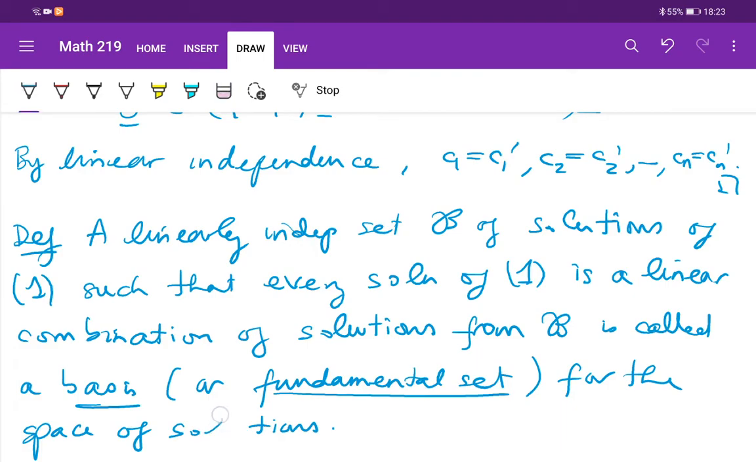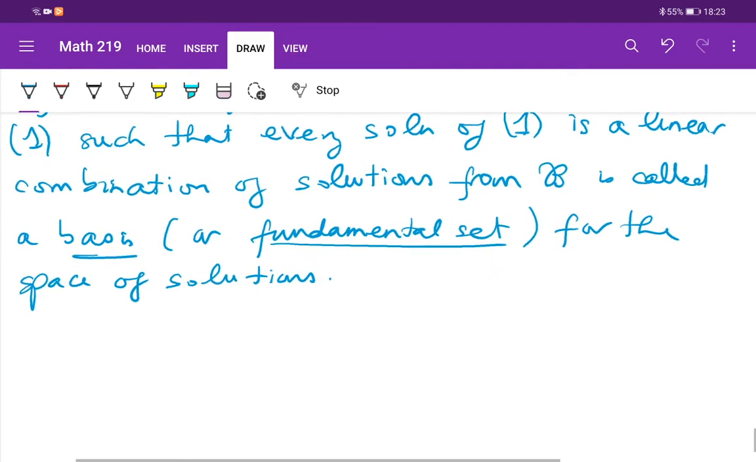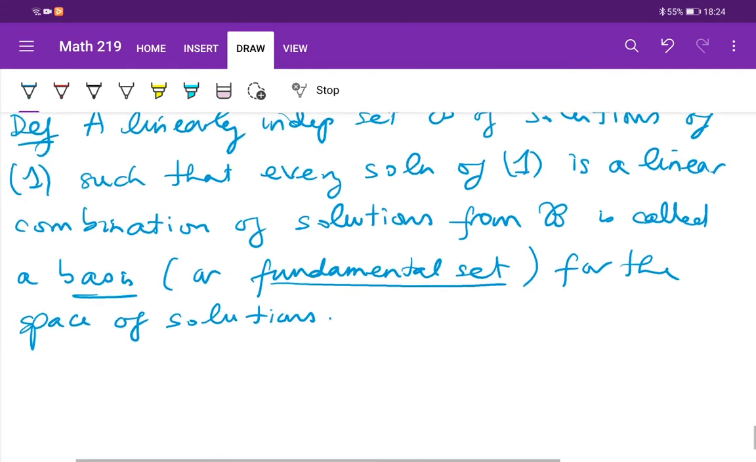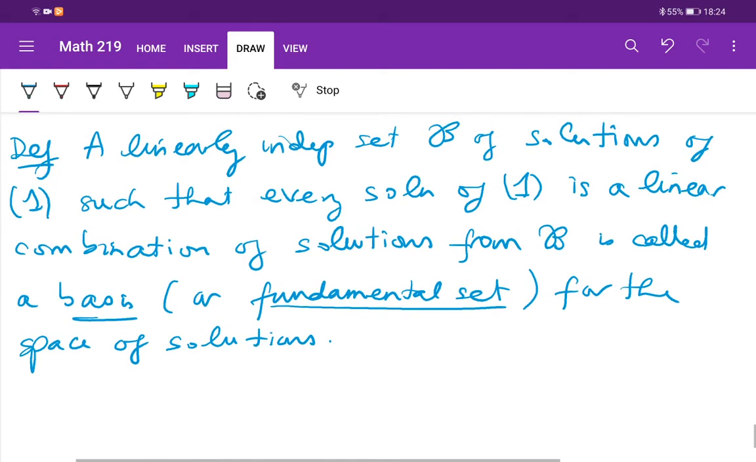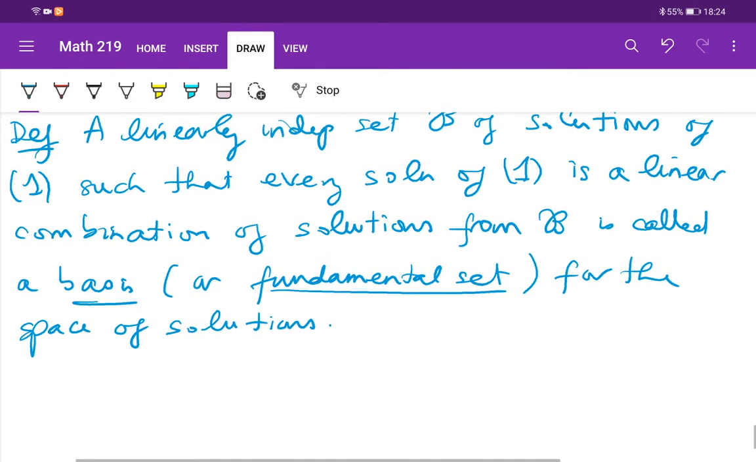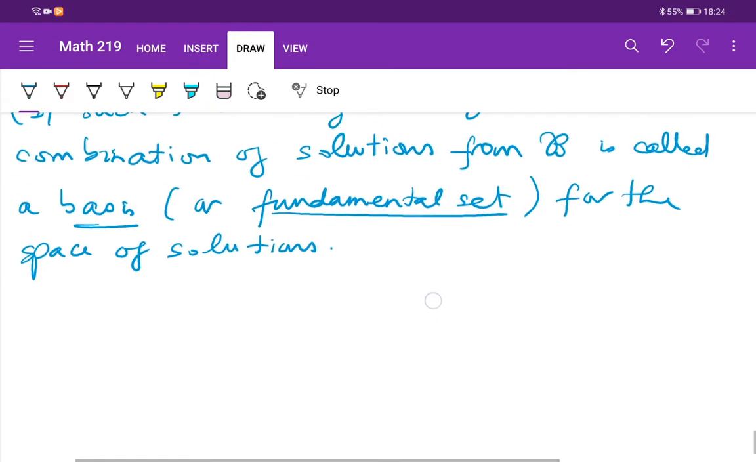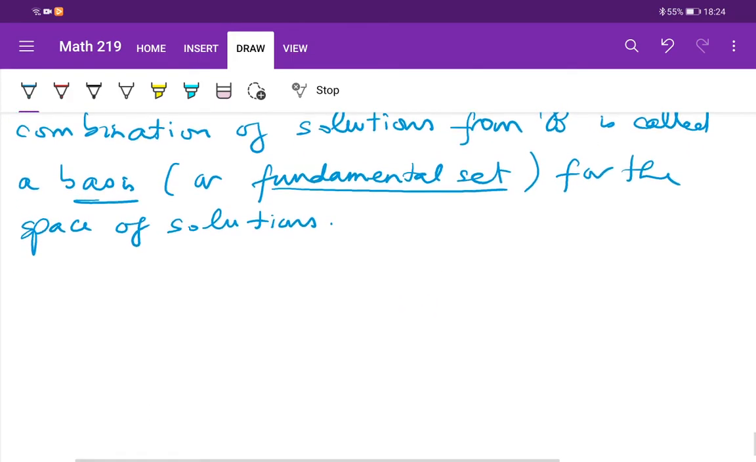Okay. So that's a basis for the space of solutions. What we've said is that every solution of our equation is a linear combination of these. In fact, there's a name for what we're doing here. We're saying that the space of solutions is a vector space, and this is a basis for that vector space. These are concepts from linear algebra.